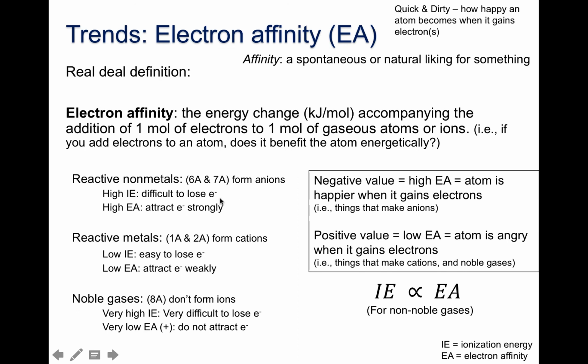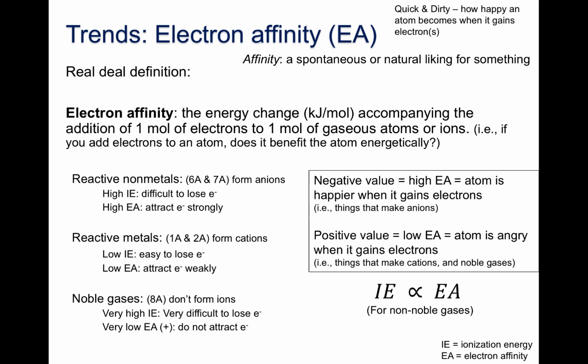And that's because they don't like to lose electrons because of their high ionization energy. But they also attract electrons strongly because they have a high electron affinity. And so when an atom like fluorine gains an electron, it releases energy, because it's obtaining the noble gas configuration. Because it loses energy, that is said to be a high electron affinity, and it's going to attract electrons strongly. So to summarize that, reactive nonmetals have high electron affinity. They tend to form anions because of that.